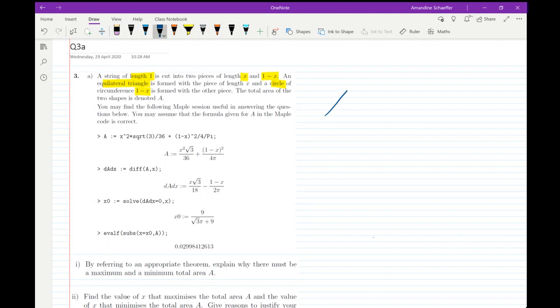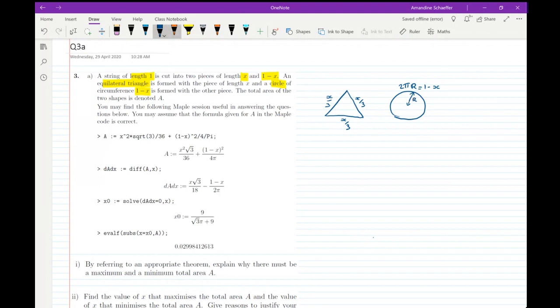So let me draw it first. Let's say that this is an equilateral triangle. So we know that we use the length x to make this triangle, so each of the sides has a length x on 3. And then we're gonna make a circle. So let's say this is a perfect circle, and we know that the circumference is 1 minus x, and the circumference of a circle is of course 2 pi r equals 1 minus x, and r is here the radius.